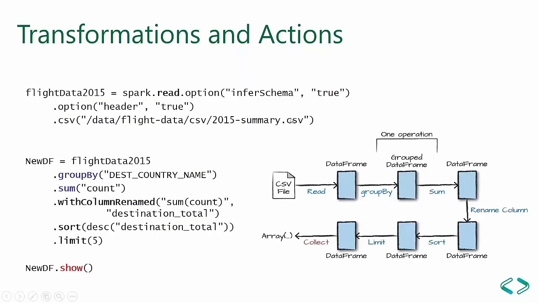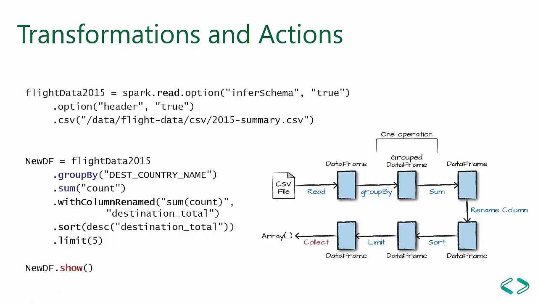Now, I have a file called 2015 Flight Data Summary CSV. I read that data using Python and assign it as flight data 2015. This is a data frame. Then I'm creating a new data frame by grouping this data frame by destination country name. And if you know from the SQL background, once you perform a group by, you need to perform another aggregation for the other columns. So you will count the other columns, and then you rename the column, renaming the count column to destination total.